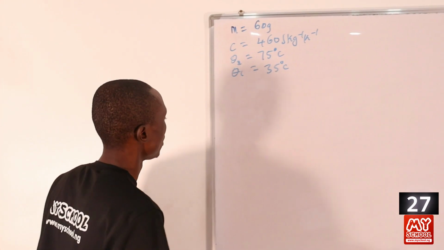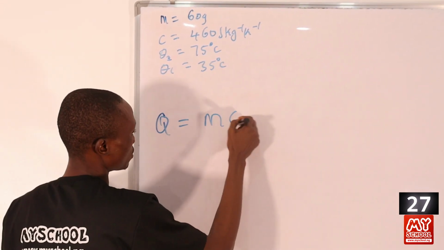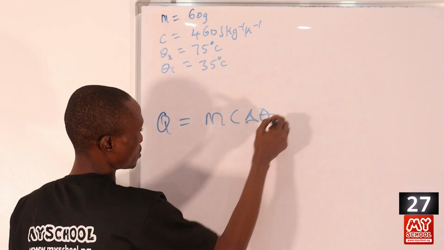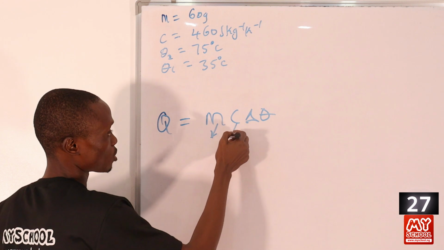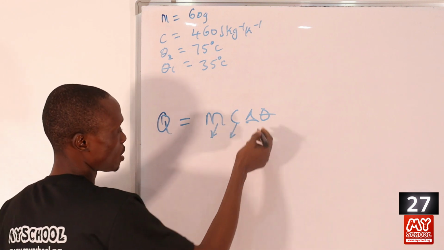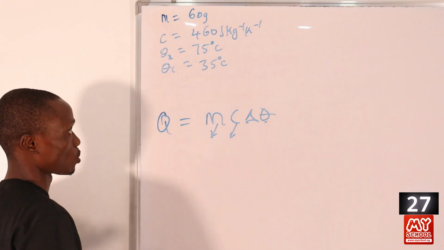So we know that quantity of heat Q is equal to mc delta theta, right? Where m stands for the mass of the substance, c stands for the specific heat capacity of the substance, and the theta here stands for temperature. So the delta here stands for change in temperature, okay?